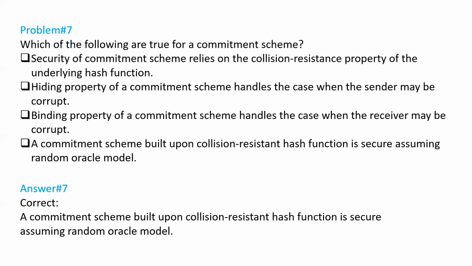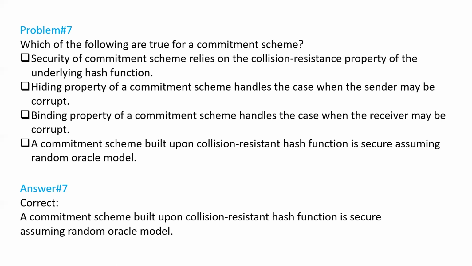And the fourth option, a commitment scheme built upon collision resistant hash function is secure assuming random oracle model, that is true due to the same reason. So first and fourth options we have already seen. Let's move to second and third options. So it's given that hiding property of a commitment scheme handles the case when the sender may be corrupt. Okay, this is actually opposite.